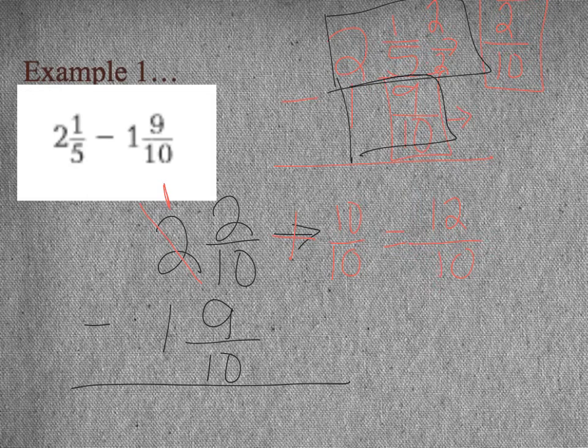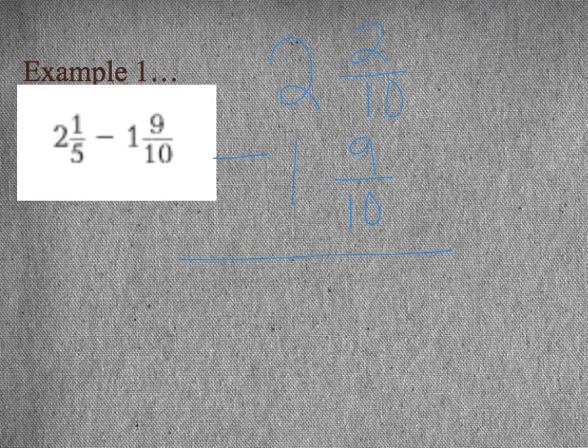Let's rewrite it over here. 1 12/10 minus 1 9/10. 12 minus 9 is 3. My denominator will always stay 10, and I'm running out of room to write here. And 1 minus 1 is 0. So I know that the answer to this problem is really 3/10. Pretty easy, right?